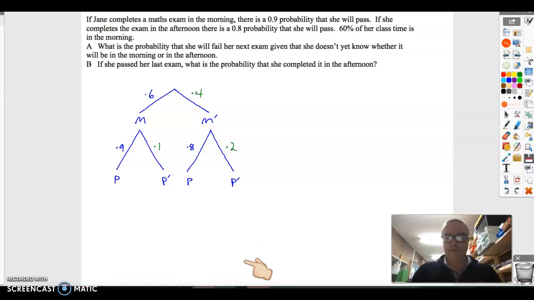So you can see here I'm using the complements of those probabilities. 60%, 40% of the time must be the afternoon. If she passes 90% of the time, the complement is that she'll fail 10% of the time. This is in the morning. The complement of 80% is 20%. So probability trees are built up of complementary probabilities.